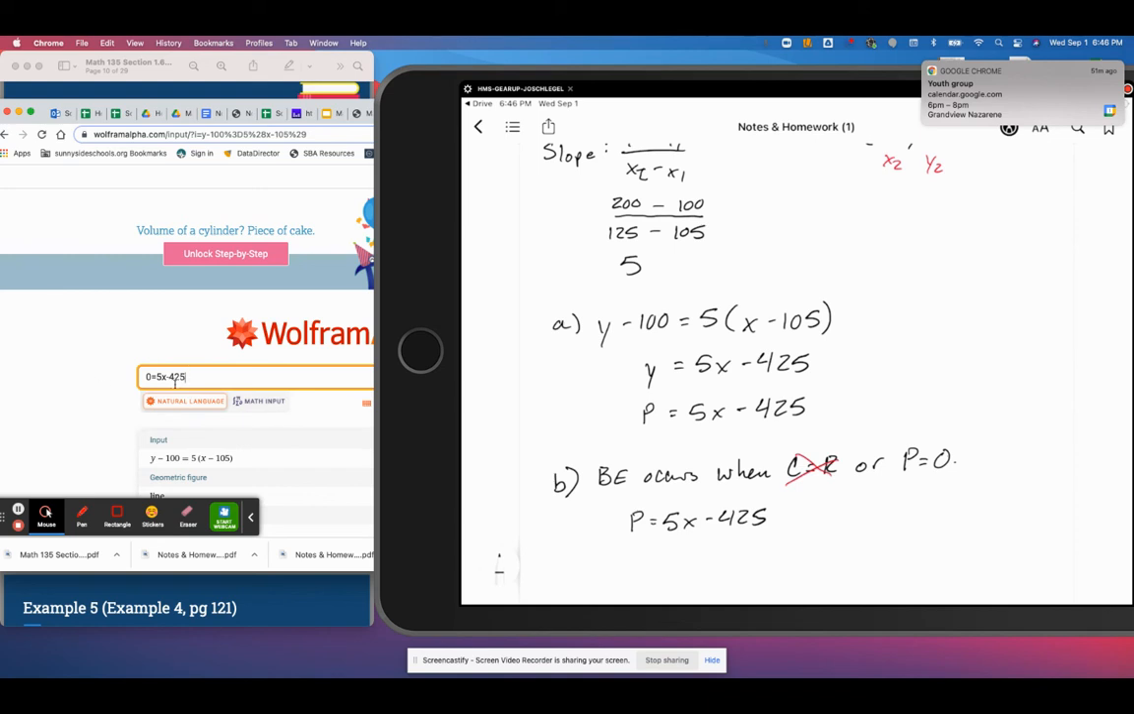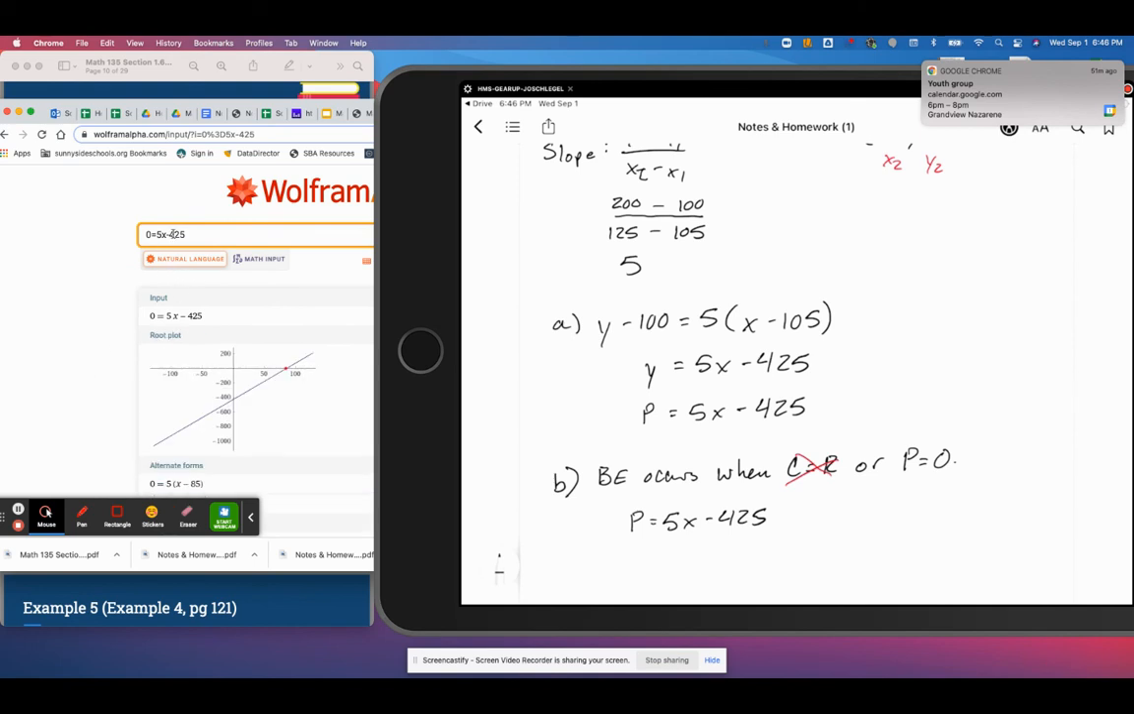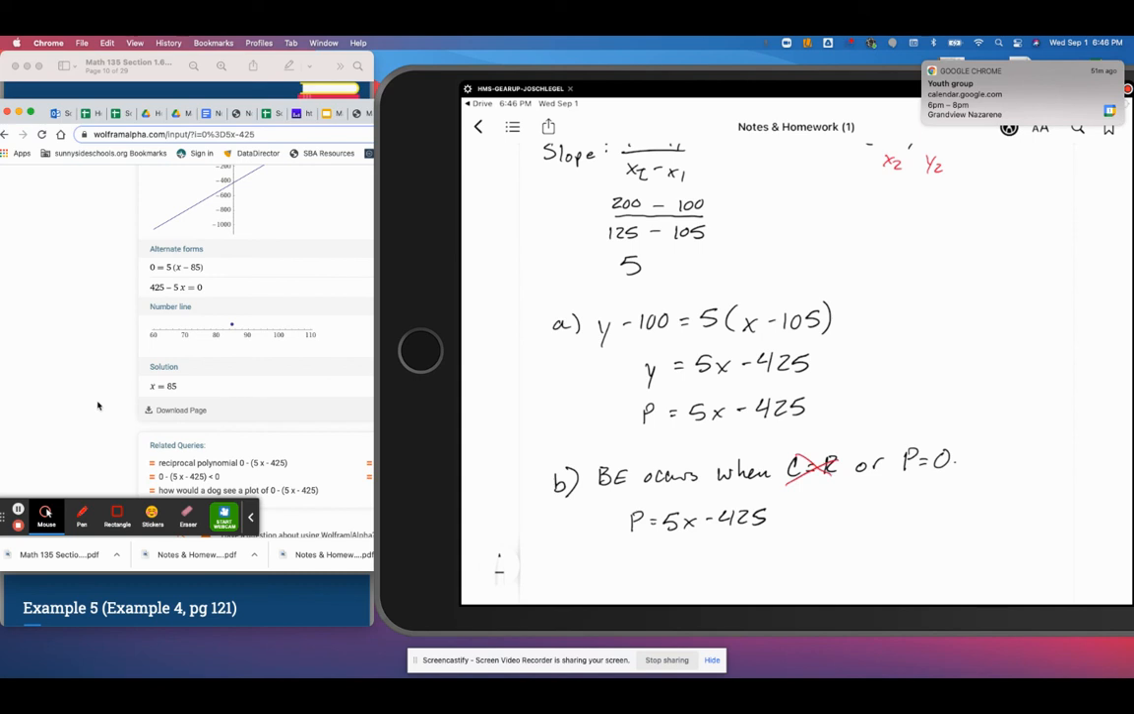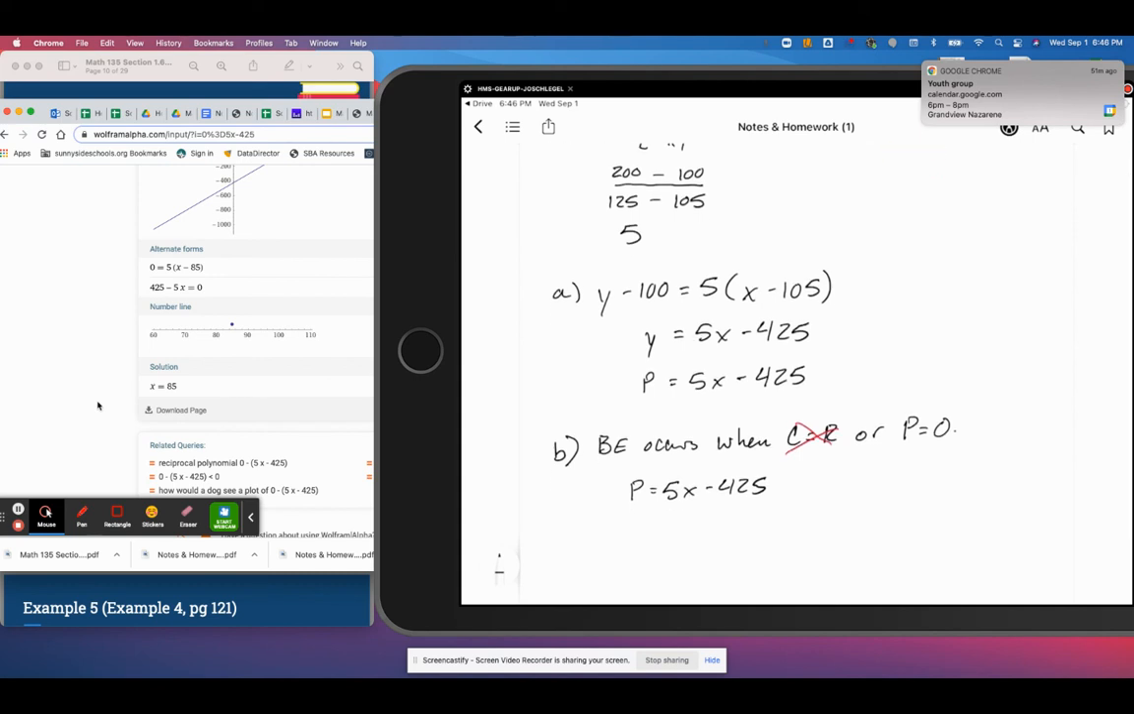And again, I'll speak to this negative 425 that's hanging out here. That is an example of the fixed costs. And so this is money that gets paid before any units are produced and sold. And so you're going to see the fixed cost actually sort of creeping up at the end of a profit function. As we do that, our answer is x equals 85. And so the company must produce and sell 85 units to break even.